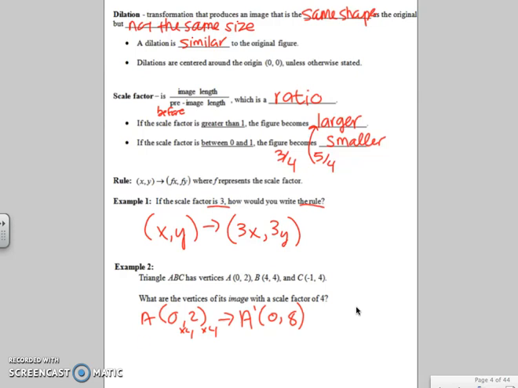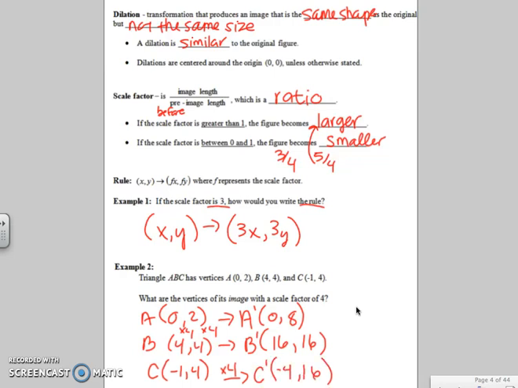Okay? Same thing for B. B was at (4, 4). So if I times everything by 4, B prime is going to be (16, 16). And then C was at (-1, 4). So if I times everything by 4, my C prime will be (-4, 16), and then you just would have to graph the shape, okay? So that's how you implement a scale factor on a set of ordered pairs.